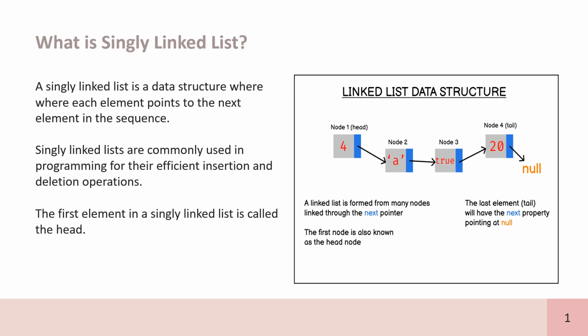Here in the image, we can see node 1, which says 4, is the head node. A linked list is formed from many nodes linked through the next pointer. The first node is also known as the head node. The last element will have the next property pointing at null. The node 4 is the last node.